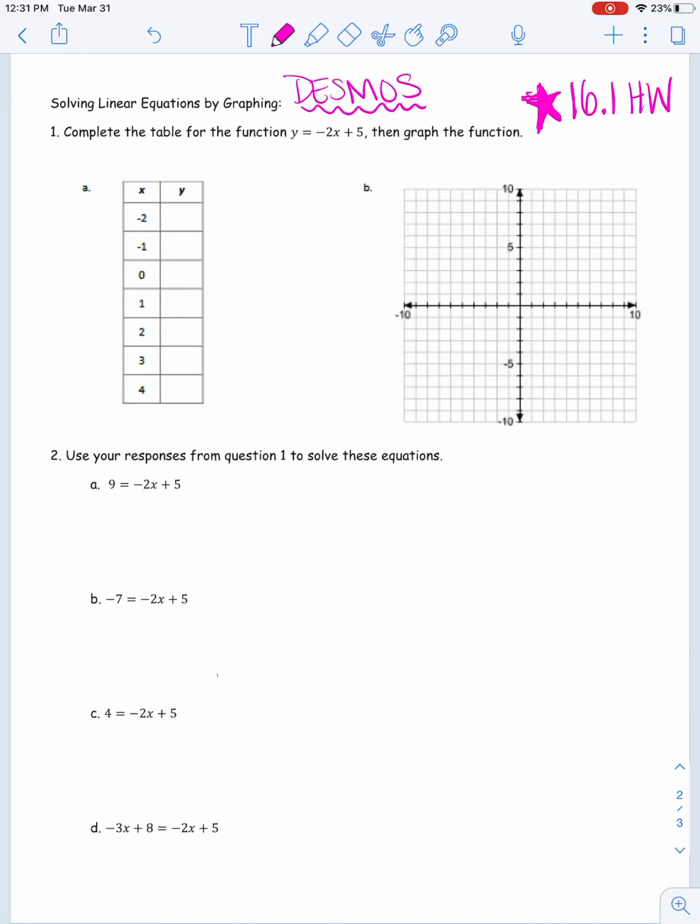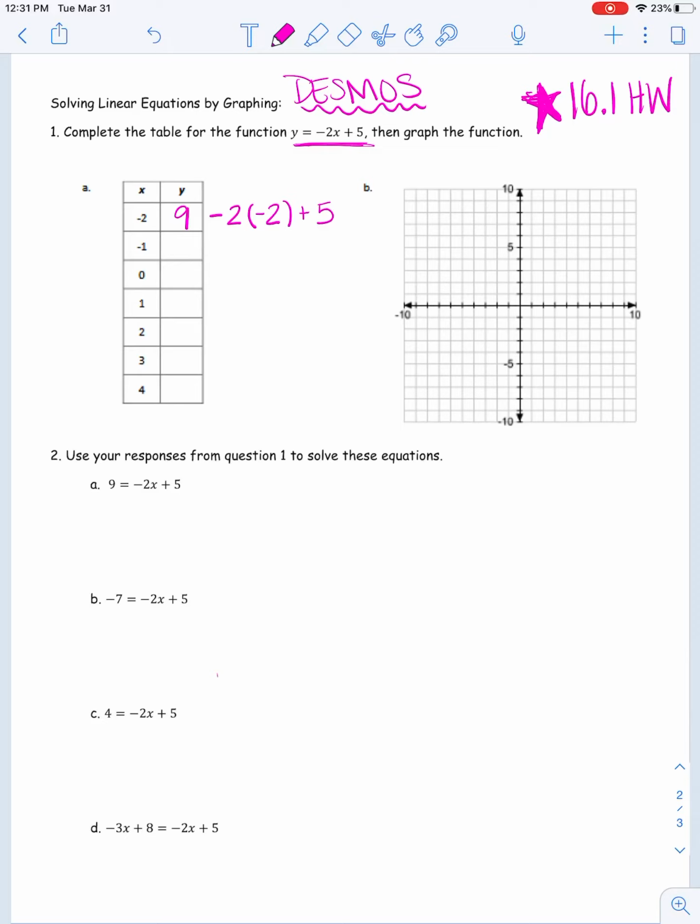All right, so here's what we're going to do. We are going to use this function and we're going to fill out the table by plugging these x values in. So if I want to know what y is when x is negative 2, what I'm going to do is I'm going to plug negative 2 in. So I have negative 2 times the negative 2 I'm substituting plus 5. And when I calculate that, that's going to give me 9. Okay, you can do it in your head or you can type it in Desmos just as you see it and it'll calculate it for you.